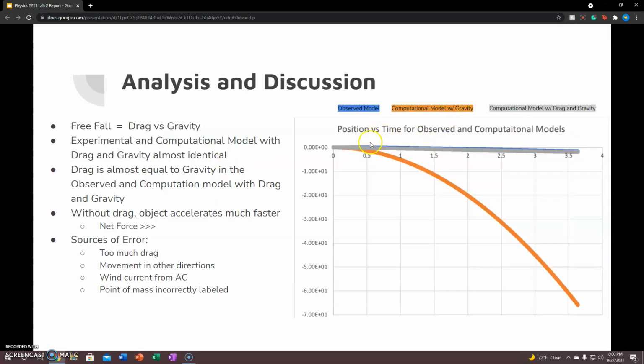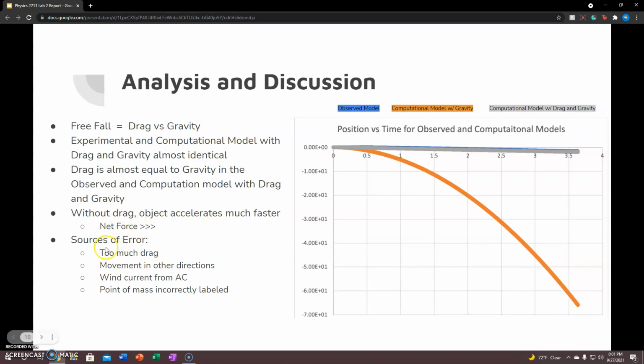And this is a graph of all three plotted on the same graph. And as you can see, my computational model with drag and gravity almost exactly matched my observed model, which means that in my real scenario, the drag was very close to being equal to the force of gravity, which would make a net force of 0 and a linear line. Free fall is just drag versus gravity, drag going in the positive y direction and gravity going in the negative y. And as I said, drag is almost equal to gravity. Without drag, the object accelerates much faster, as you can see in the orange one, which is only gravity, because there's a net force in the negative y direction.